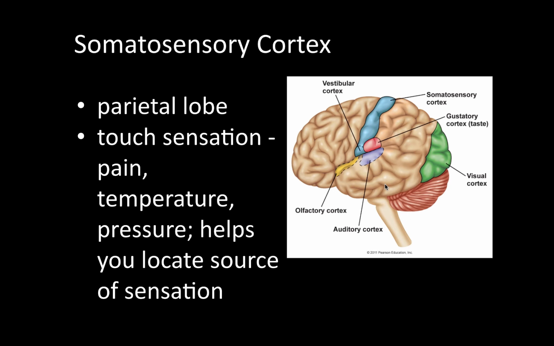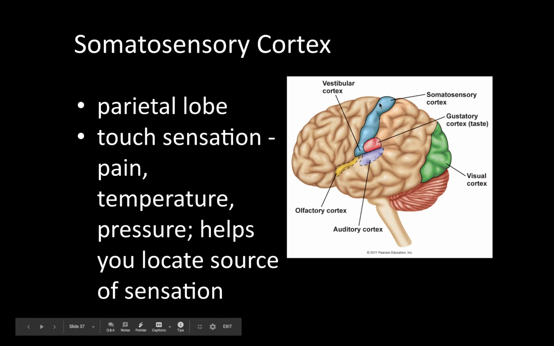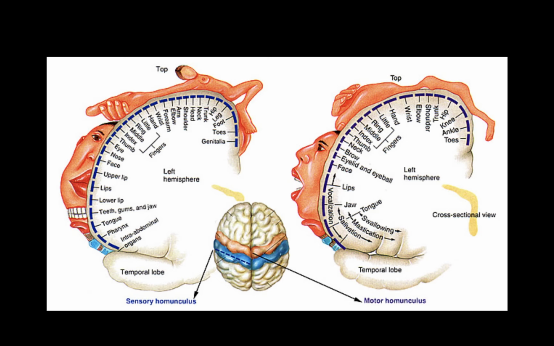The somatosensory cortex is very similar, but this part of the cortex, which is located right at the front of the parietal lobe, is responsible for touch sensation, specifically pain, temperature, and pressure. It also helps us locate the source of a sensation. So the somatosensory cortex is why, for example, if I were to close my eyes and you pinch me on my forearm, I would know that you're pinching me on my forearm as opposed to, I don't know, my calf.